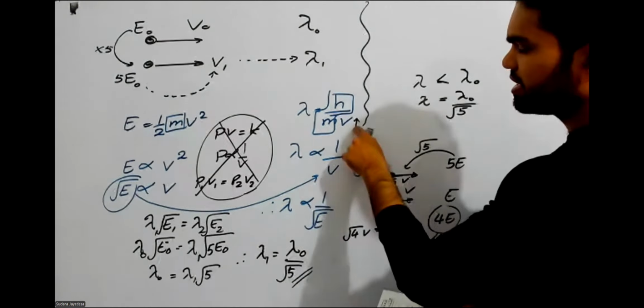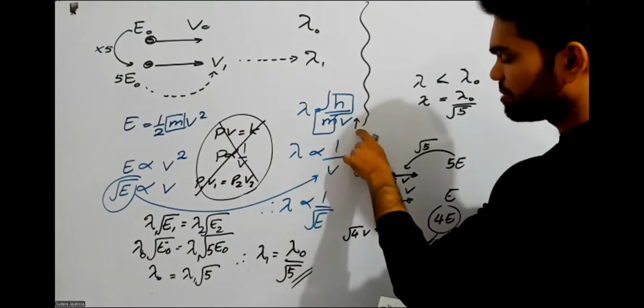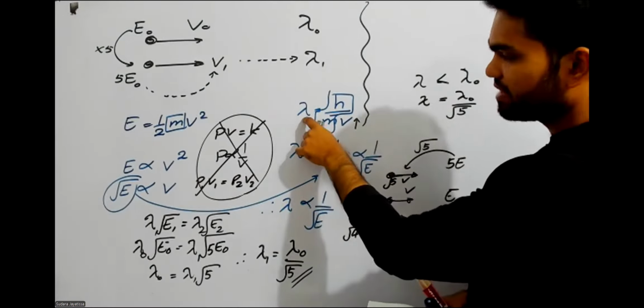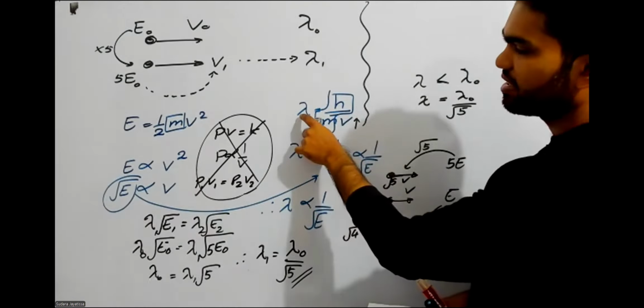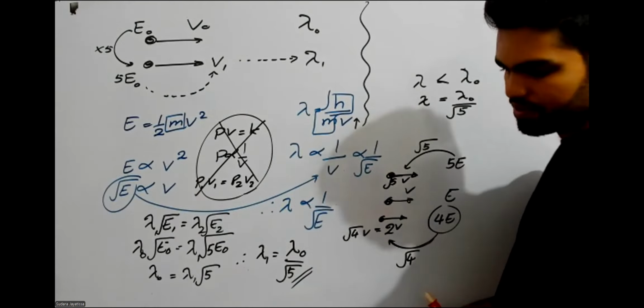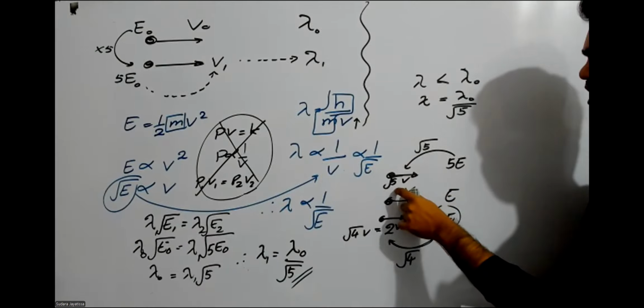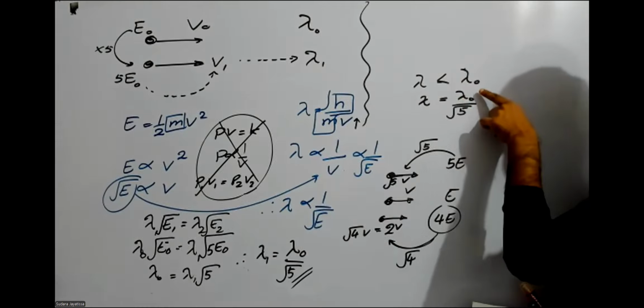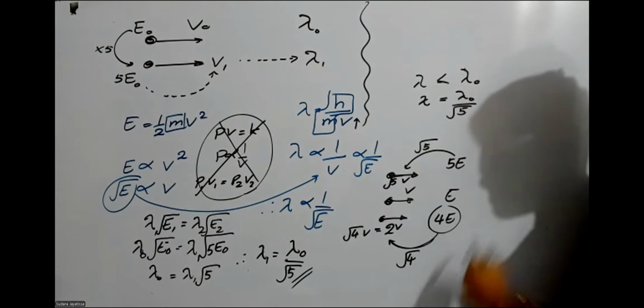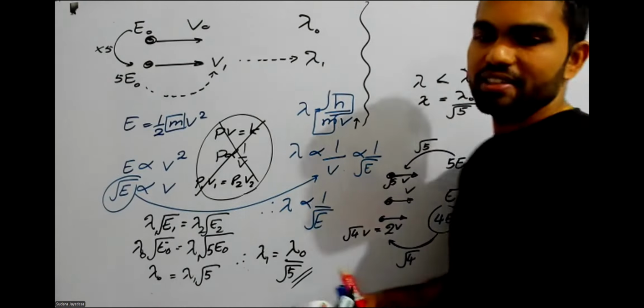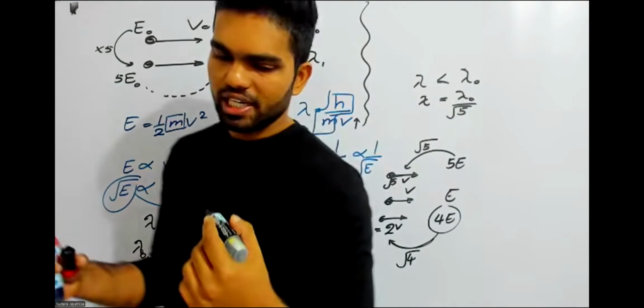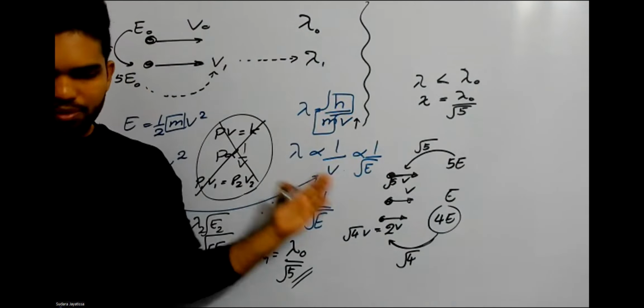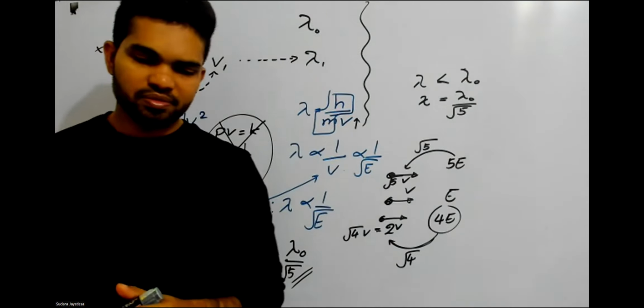If you increase the speed, wavelength decreases. If you double the speed, then wavelength becomes half. So if you multiply it by root 5, then wavelength becomes a fraction like this. So it's very simple. Think and get it.